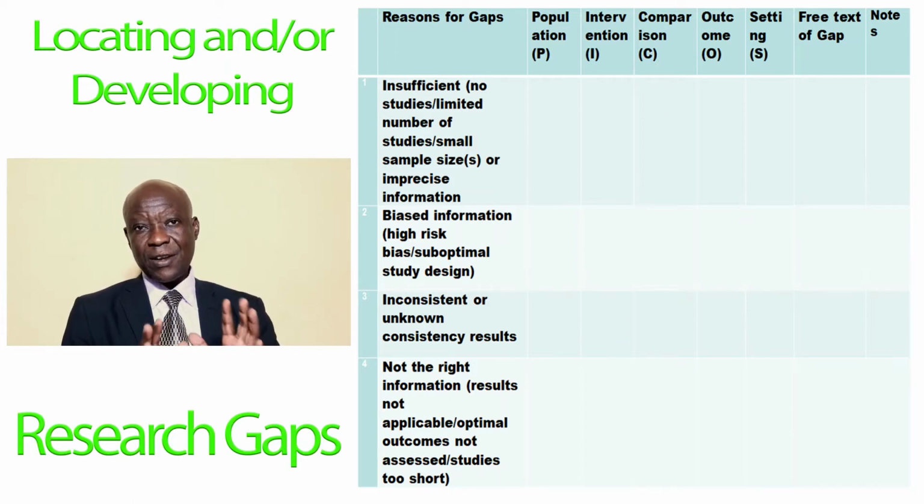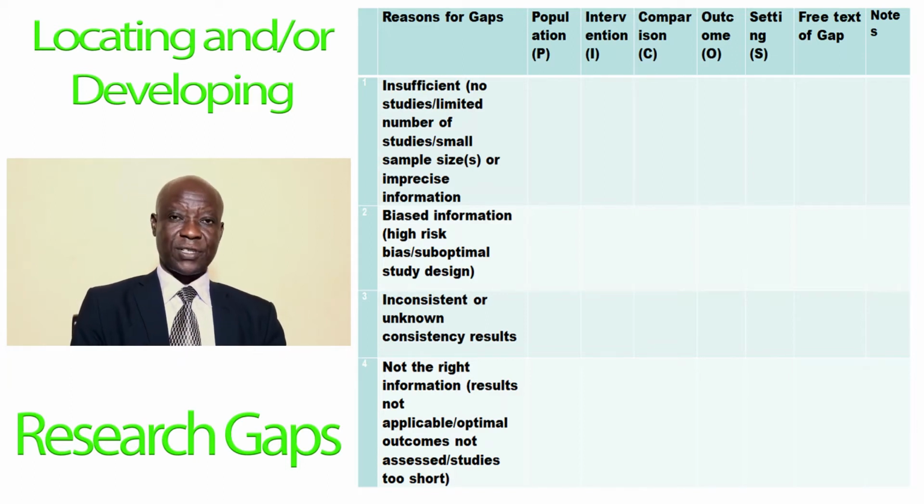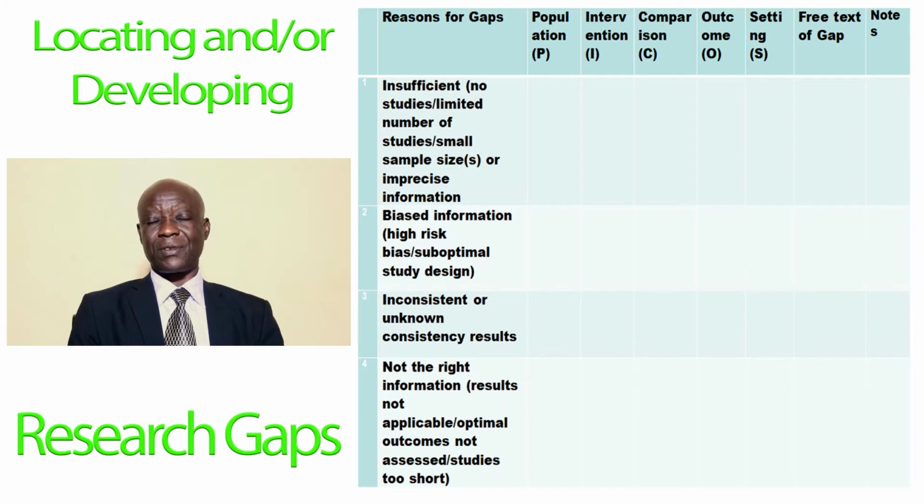So if there are unknown consistent results, then you can talk about a research gap. In other words, there are inconsistencies in findings. And of course, the other one will be in terms of not having the right information, and that could be another aspect. And of course, that can be used to challenge the traditional way of looking at things, ladies and gentlemen.